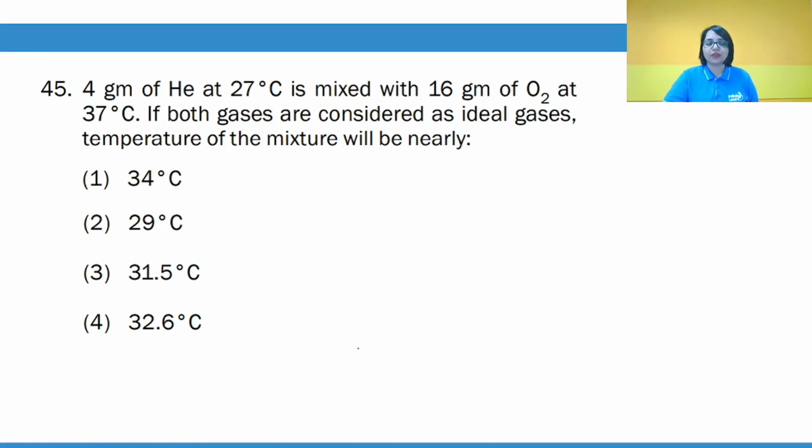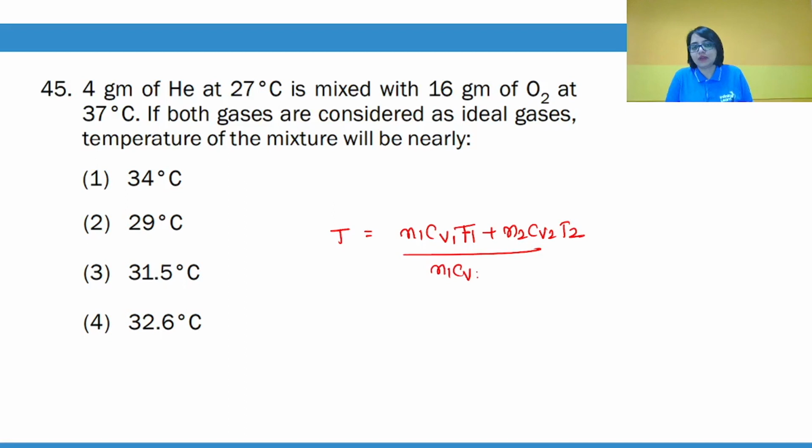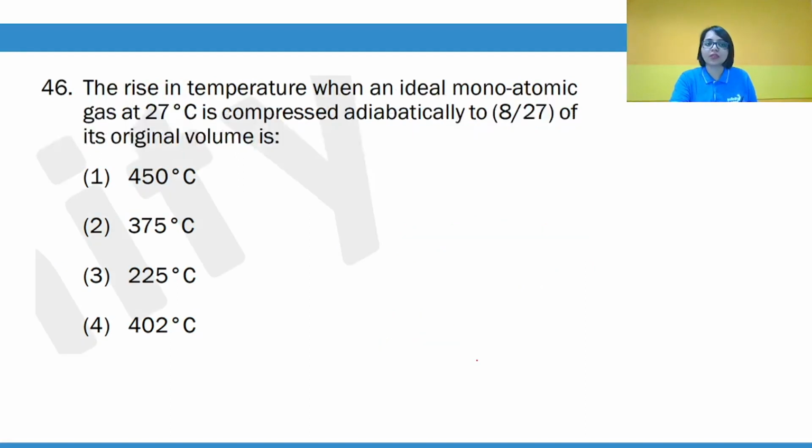Next is question number 45. We have 4 gram of helium at 27 degrees Celsius and we have 16 gram of O2 at 37 degrees Celsius. We need to find the temperature of the mixture. So temperature of the mixture will be (n1 Cv1 T1 plus n2 Cv2 T2) divided by (n1 Cv1 plus n2 Cv2). When you put the values of n1, Cv1, T1, n2, Cv2 and T2, you'll get the temperature of the mixture as 31.5 degree Celsius.